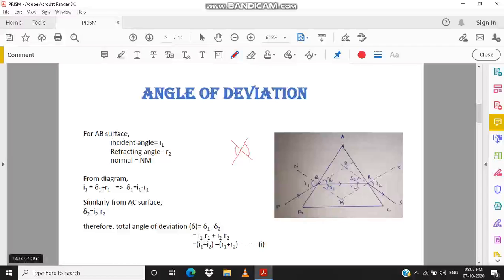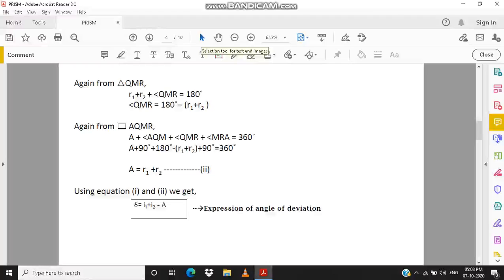Therefore, the total angle of deviation. Now what we got is del 1 and del 2. We simply add these two angles and we will get the final total angle of deviation. So del is equal to del 1 plus del 2. We simply write these equations over here: I1 minus R1 plus I2 minus R2. We write it sequentially: I1 plus I2 within a bracket, then we take a common minus sign and then R1 plus R2. We name this equation number 1.